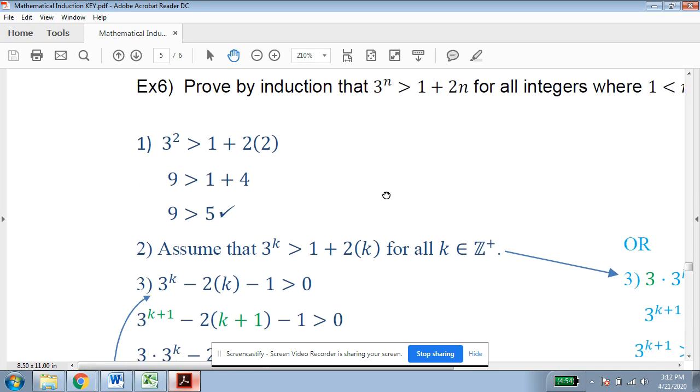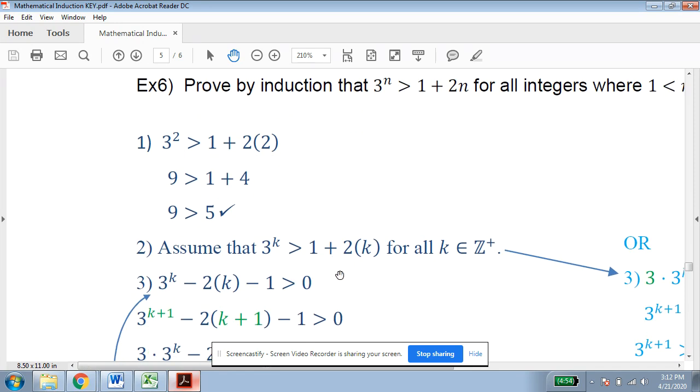Now, step 3 is where we're going to do the algebra. For this video, I'm going to show you when I replace my k's with k plus 1 and then argue until I know that it for sure is true. I'll do a second video going the other way.